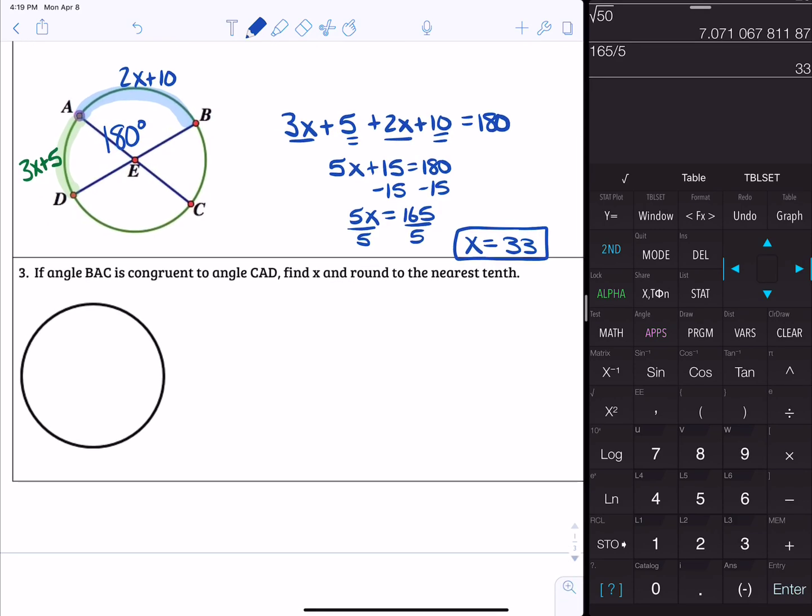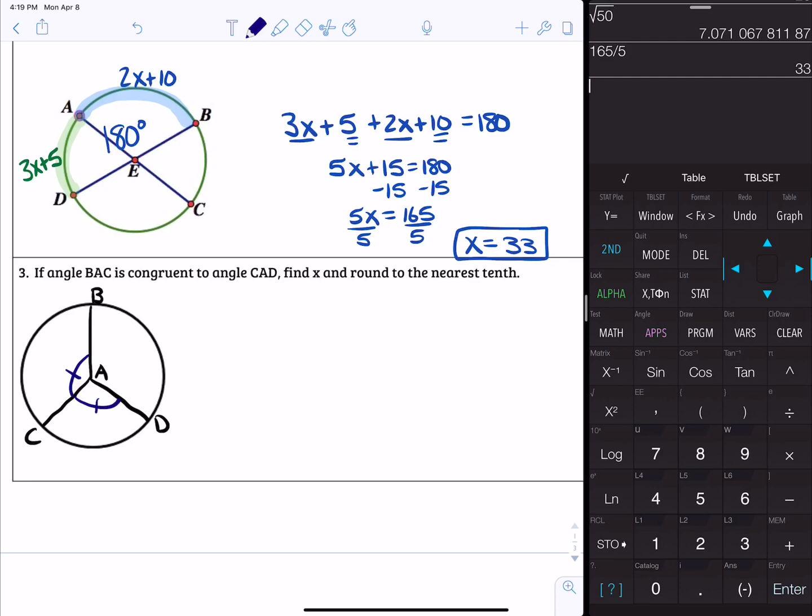On this next one, it says, if angle BAC. So the setup for this one, I need to add a little bit to my picture here. So on your quiz, you'll have something similar to this, where you have B here, A in the middle, C here, and D there. All right, so if angle BAC is congruent to angle CAD, find x and round to the nearest tenth.